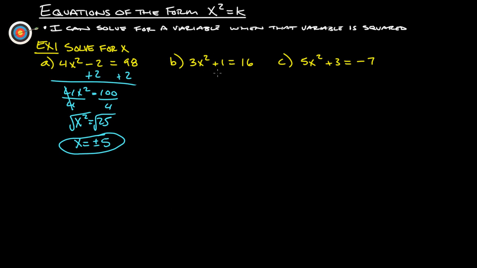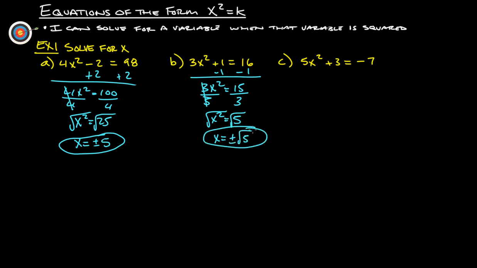For B, let's subtract 1 from both sides. 3x squared equals 15. Going to divide both sides by, not 5, but by 3. And we get x squared equals 5, and then we square root both sides, and we get x equals plus or minus the square root of 5. So if we put positive root 5 or negative root 5 in here, this equation will be true.